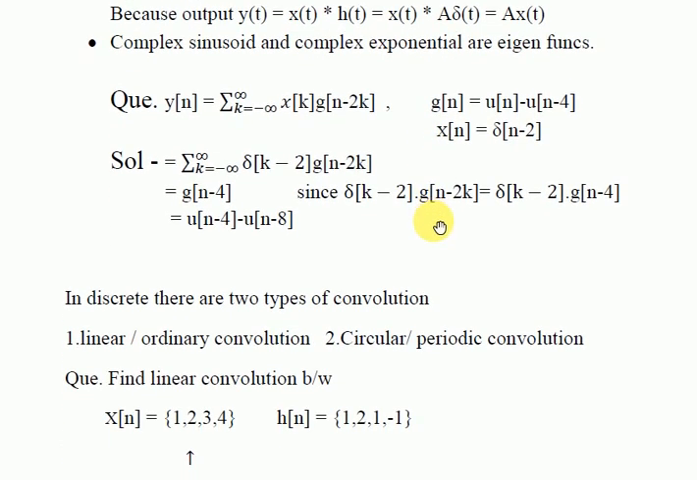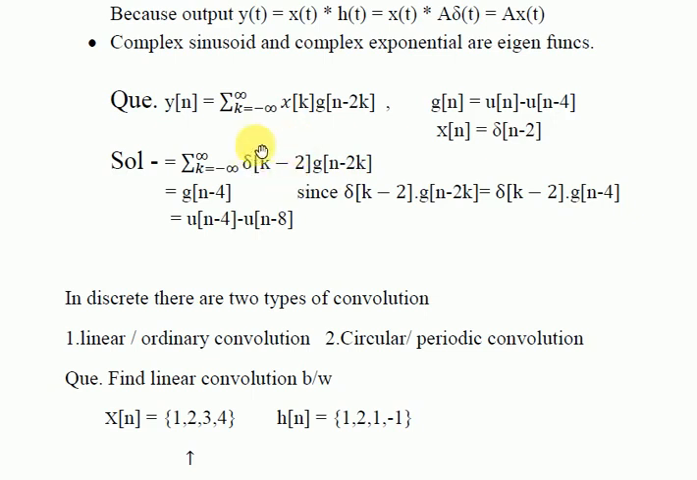And the next question is y of n equal to summation k equal to minus infinity to plus infinity x of k g of n minus 2k, where g of n is given as u of n minus u of n minus 4, and x of n is given as del of n minus 2. So we have to find y of n. First of all, put x of k as del of k minus 2. Here you write it. Now you multiply these two signals. What will you get?